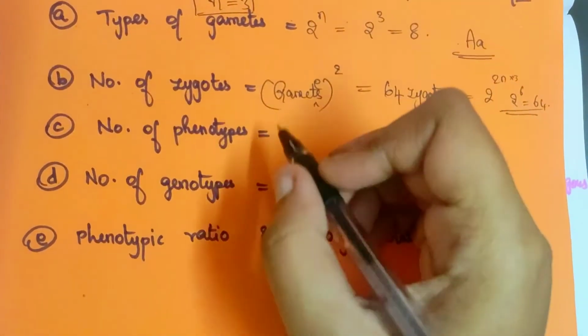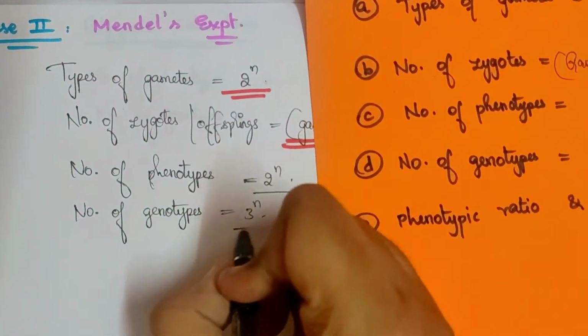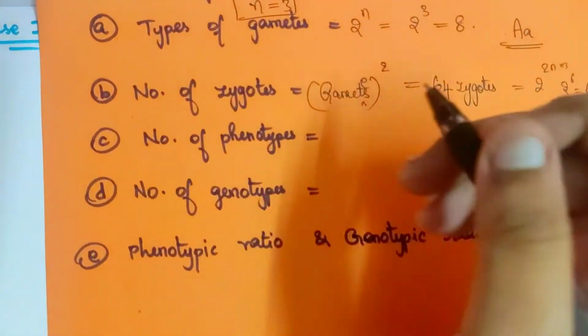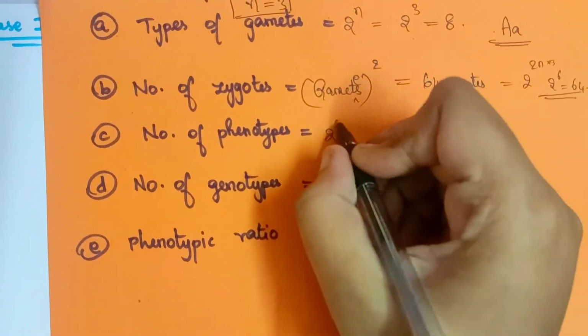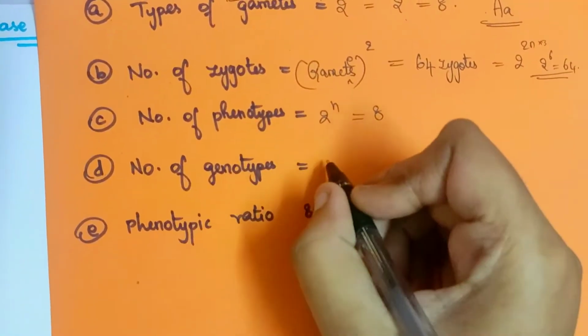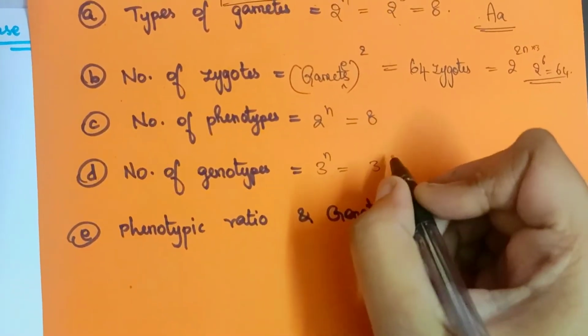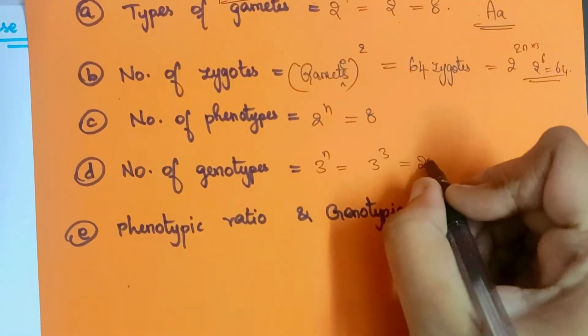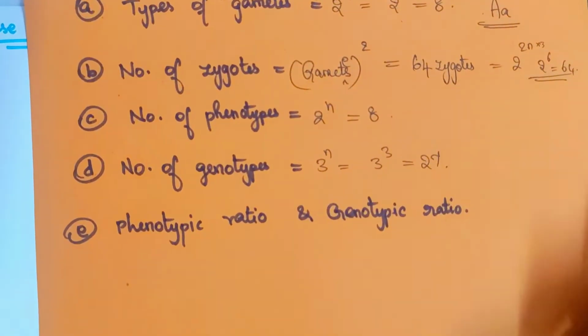Number of phenotypes, what is the formula? 2 power n. Number of genotypes, 3 power n. So number of phenotypes will be 2 power n, same, 8 phenotypes, and number of genotypes will be 3 power n, which is 3 power 3. Which is 27 genotypes we get, whereas 8 phenotypes we get.